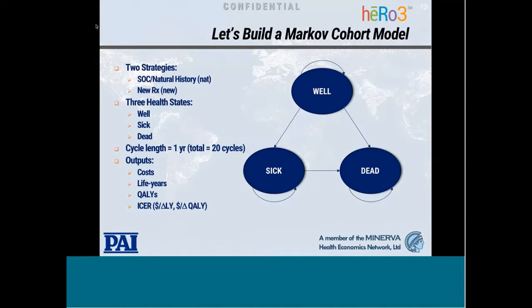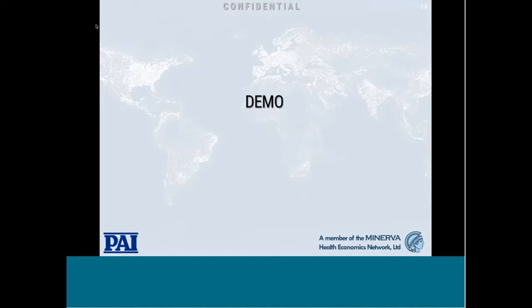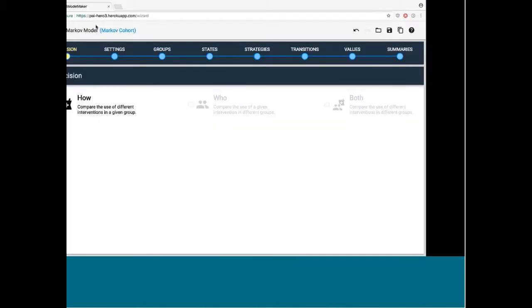Our cycle length is going to be 1 year, and we're going to run it for a total of 20 cycles. And we're going to produce outputs for costs, life years, qualities, as well as the ICER based off of dollars per life year and dollars per quality. And so with that, I'm going to jump into a demo.